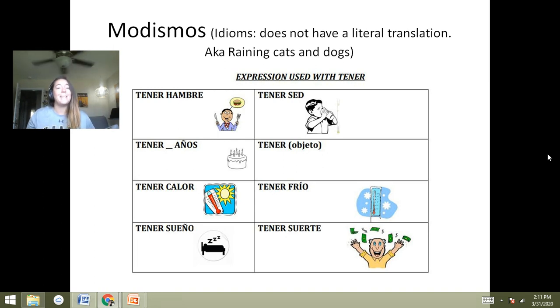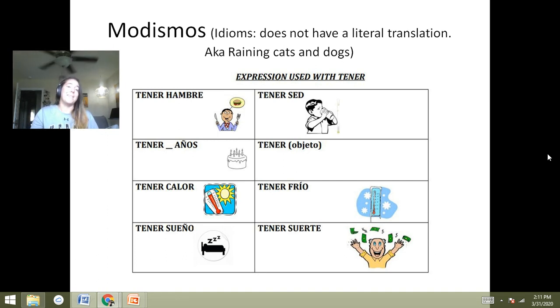Okay, so the first one, tener hambre. Tener hambre is to have hunger. Obviously, if I were to say tengo hambre, it would say I have hunger, but we don't say I have hunger, we say I am hungry. So tengo hambre.